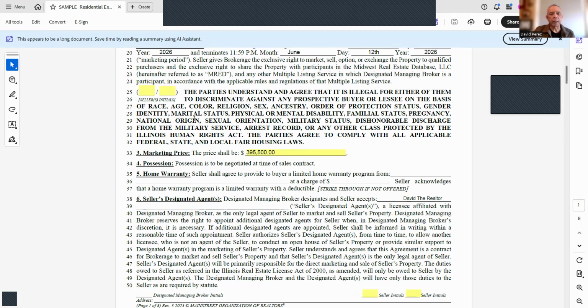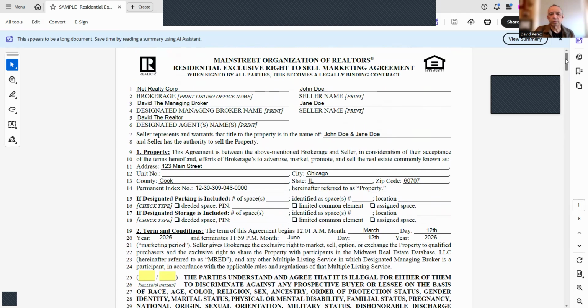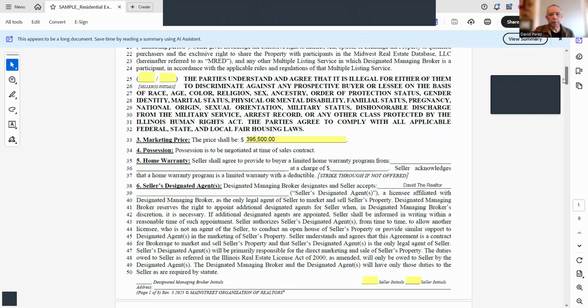So the number 25, if I highlight it in yellow, those are the areas I usually need the seller to sign. And the reason there's two areas is because sometimes we have two owners, or if we have more than two owners, we'll need to add a line. So here you have the seller names. It's usually Mr. and Mrs. Smith, or in this case, Mr. and Mrs. Doe. Okay. So they would sign their initials. They will initial side by side if there's two owners.